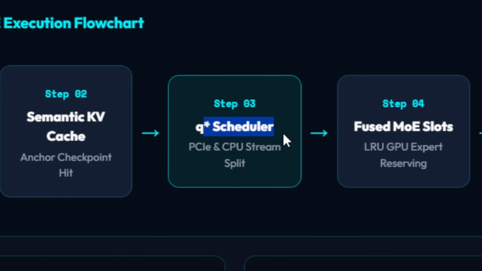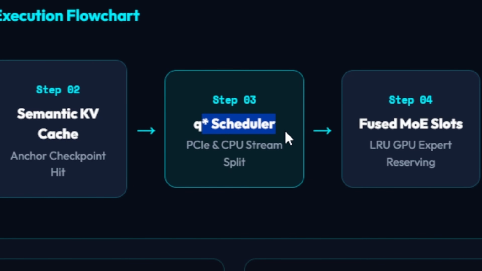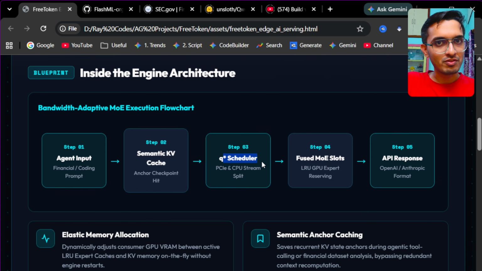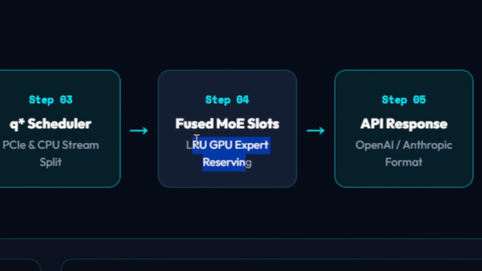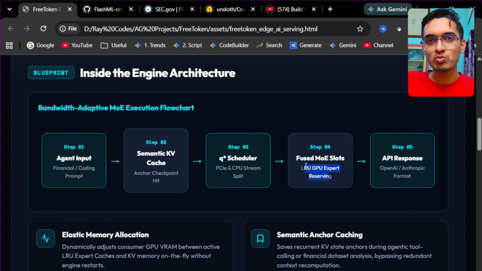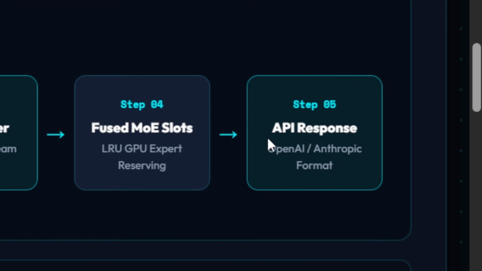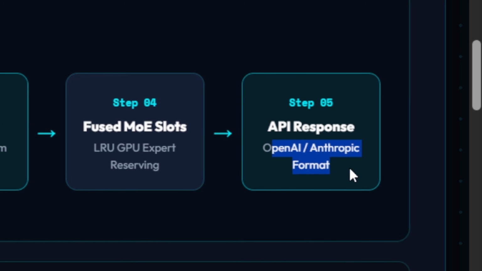Then the scheduling system will kick in and it will divide the necessary computation work across both your processor and graphics card. After that, it will reserve the specific processing slots on your hardware, which will only load the most recently used model sections. And the final step will return the generated text to you. It formats the data according to the standards of the AI endpoints.